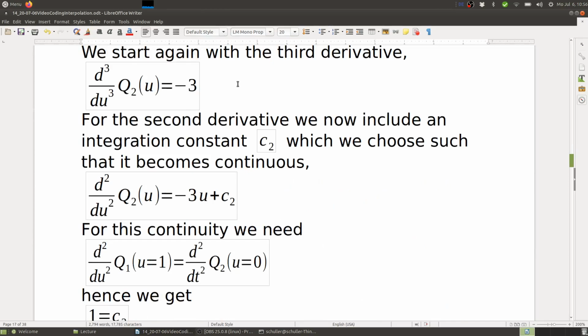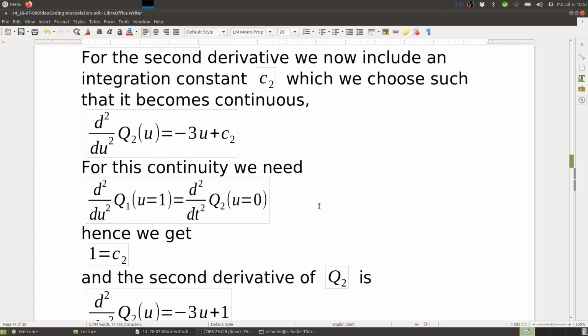Yeah, so we start again with the third derivative in the second interval. Now we have the third derivative having a function value of -3, and we don't need continuity here. So we can just go ahead and integrate. So for the second derivative, we now include an integration constant C2, which we choose such that it becomes continuous. Right? So here we have the second derivative, which we obtain by integrating the third derivative. So we have -3 times u plus our integration constant C2.